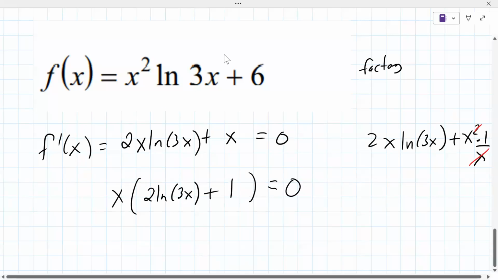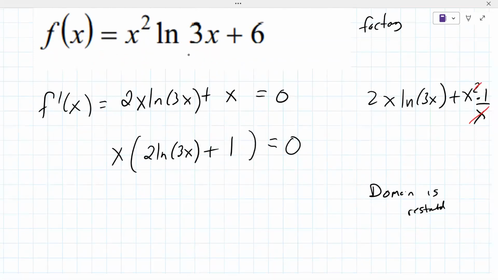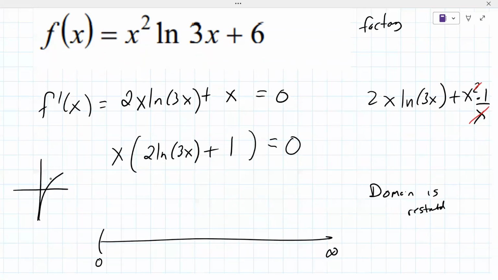Now, we didn't talk about this, but the original problem, its domain is restricted. Did you guys talk about that at all in class? No. Okay. And that's an important thing here because it's not a number line from negative infinity to infinity. It actually starts at 0 and goes to infinity because natural log is only defined from 0 to infinity. That's kind of a side point, and that's something that comes up with this problem.